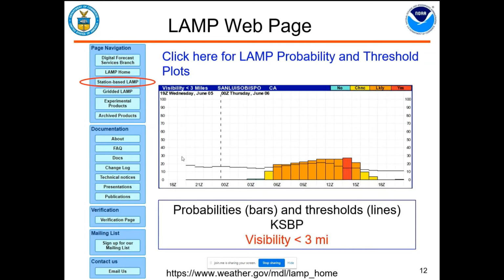Here are those probability histograms again, and Adam described this pretty well in his presentation. Wherever the probabilities exceed the thresholds, which are the black lines there, it indicates a greater likelihood of that event occurring. In this particular case, this is for the probability of visibility less than 3 miles for station KSBT.